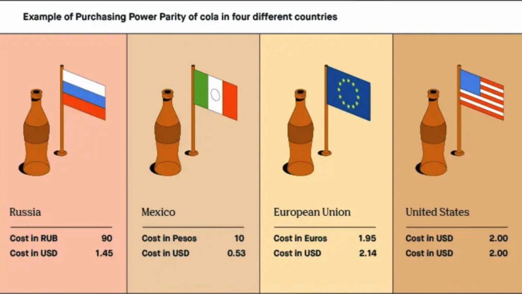PPP is beneficial when comparing economies with very different cost of living levels. For instance, even if India's nominal GDP per capita looks low, when you adjust it for PPP, the picture changes because the price of many goods and services are lower.